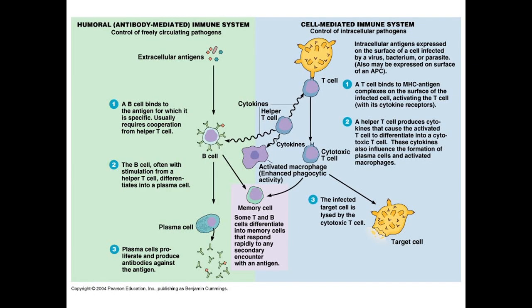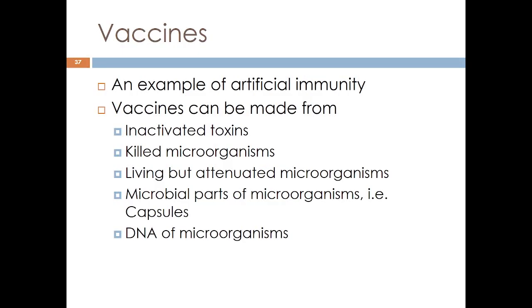So basically, here is a nice summary showing the differences between the humoral or antibody-mediated response and our cell-mediated response and all of the different steps that take place. We won't spend too much time here, but it's just, again, to wrap up this little side topic quite nicely. We'll talk now just briefly about vaccines, which are again an example of artificial immunity.